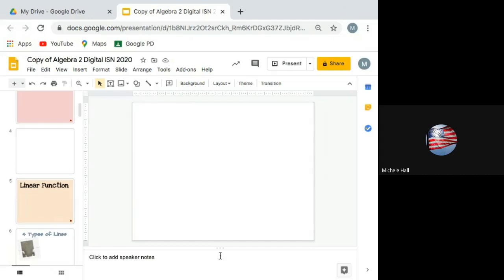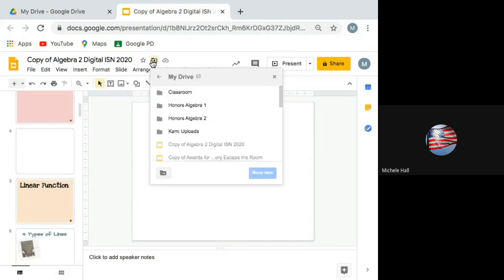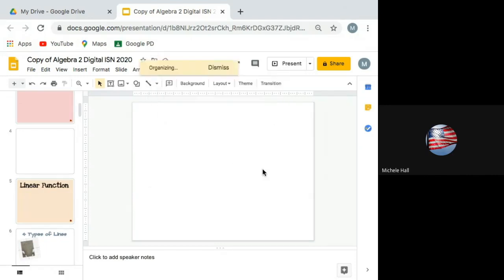All right, there's a reason why I brought you here, and that's because of this little folder up here. There's a folder up here, and I want to put this Google slide into my Algebra 2 folder. So here's the folder. If I click on that, I want to move it. I want to move this into my Algebra 2. So look for Honors Algebra 2. Go to the arrow, and you're moving it in there.